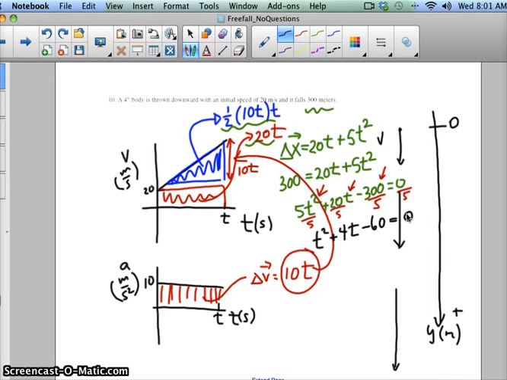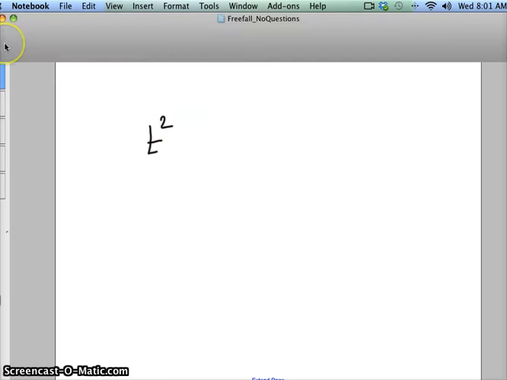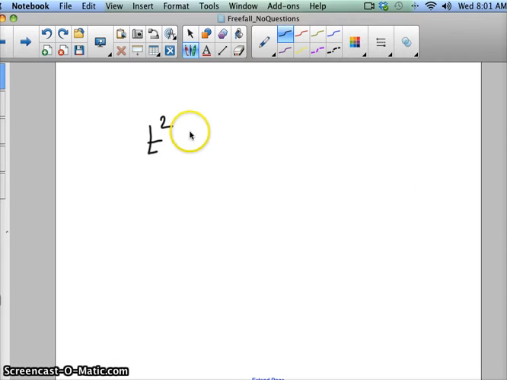Let me write that on a new page. So that's t squared plus 4t minus 60 equals 0. Okay? Now, at this point, I hope you realize this is a quadratic equation. So we're going to have two solutions because we have a square there. And I don't want to go through the pain of the quadratic formula yet. So I'm just going to suggest that this is factorable.